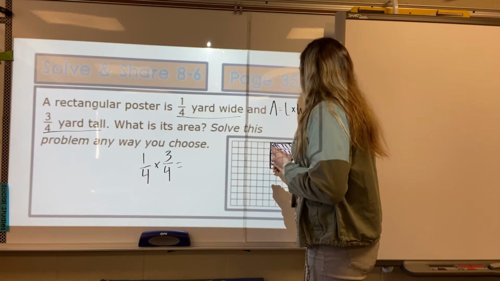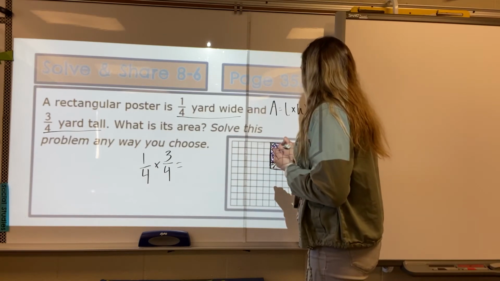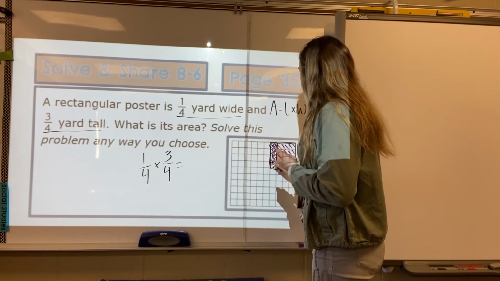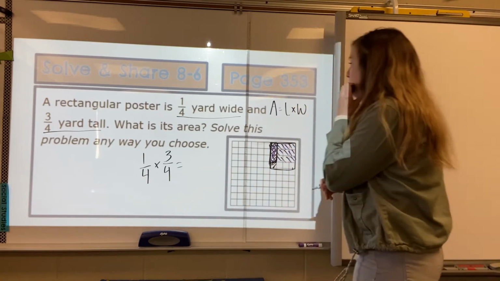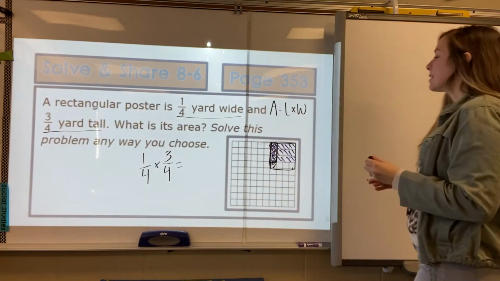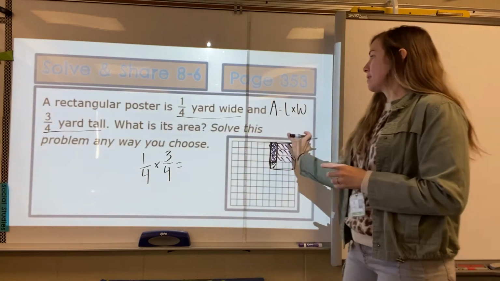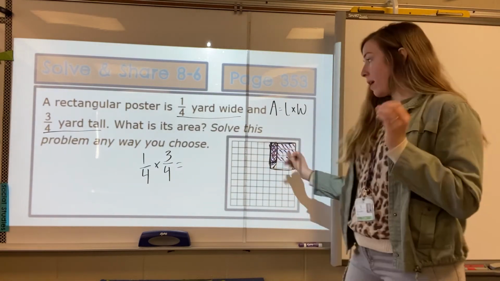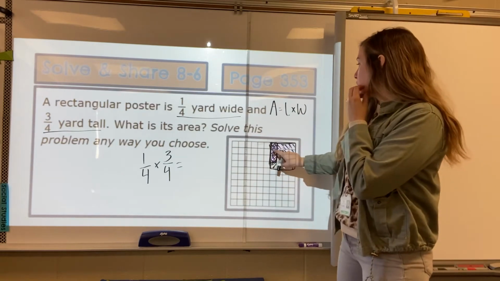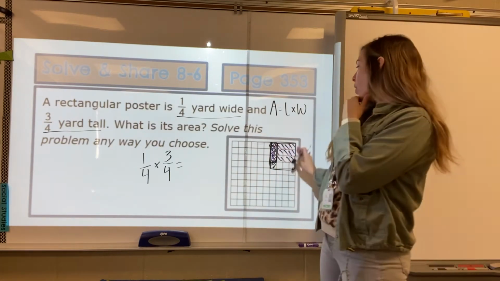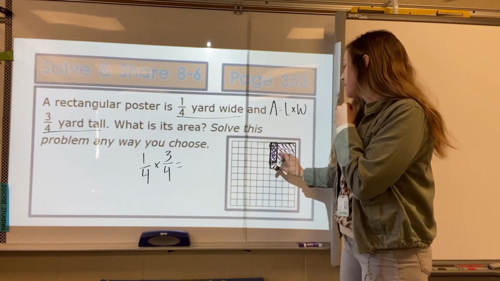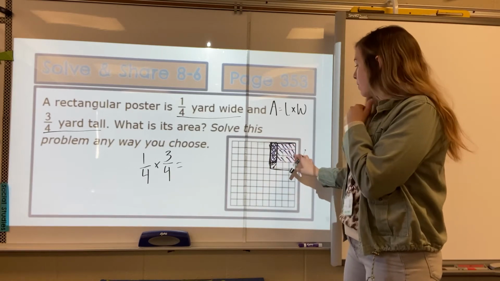So you'll notice I'm just going to outline it a little heavier here. This is the rectangular poster that we're trying to find. And obviously these are not yards here. That's not a yard, it's scaled down quite a bit. But you can see 1, 2, 3, and then if I were to count all of the squares, I'd have 4, 5, 6, 7, 8, 9, 10, 11, 12, 13, 14, 15, 16.